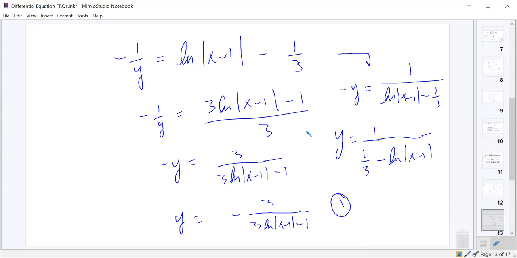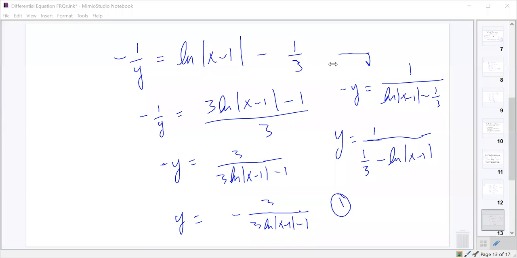Do you need to indicate any domain restrictions at all? You do not. If it doesn't specify that they want the interval of validity, you don't need to put it. They always make a note in the scoring guide, saying this solution is valid for whatever, but you don't actually need to put it. So okay, thank you. No problem.